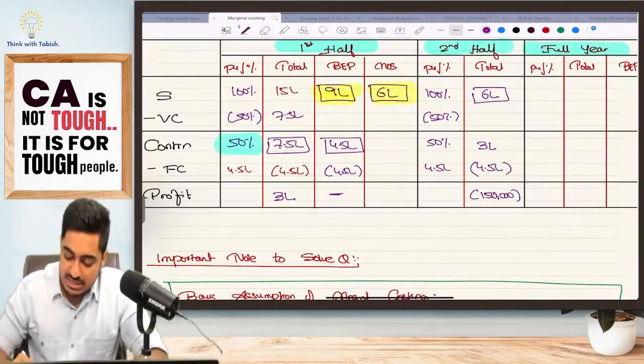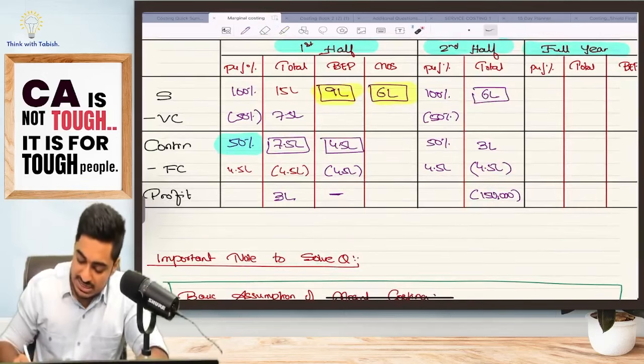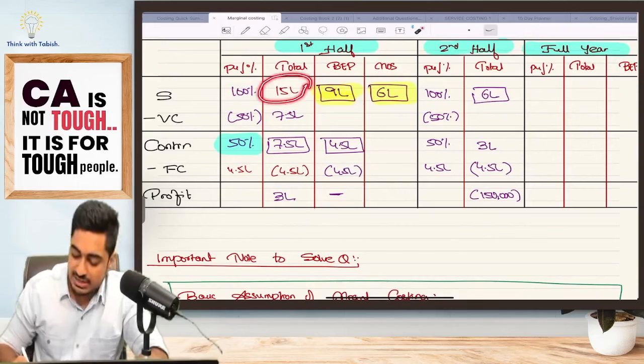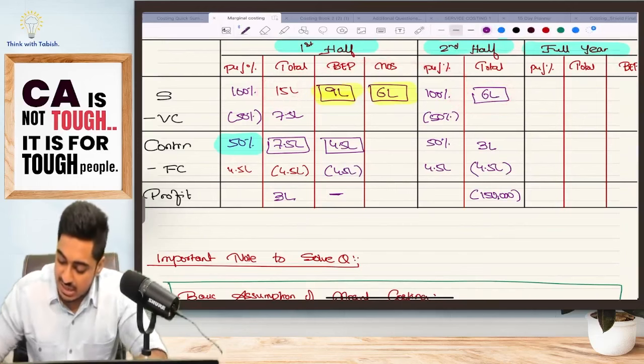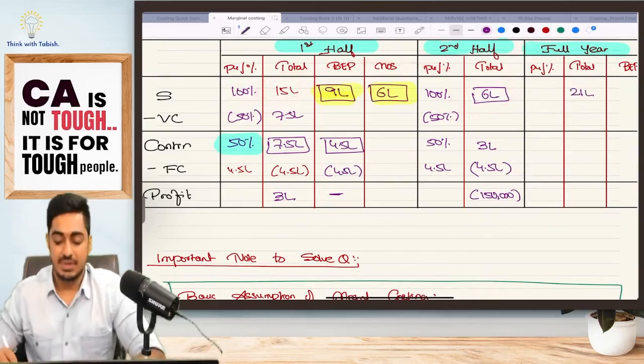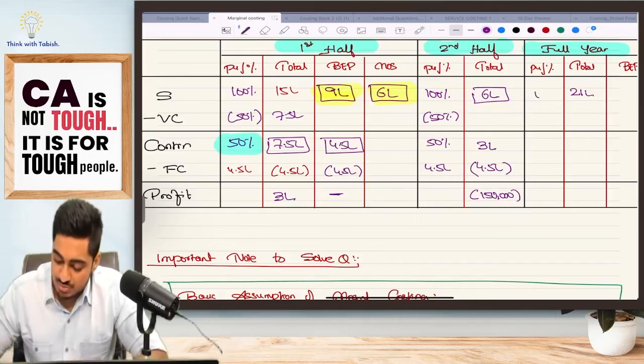Now I have to calculate for the entire year. Pay attention. In the first half of the year, how much sale did I do? Sir, I did a sale of 15 lakh. In the second half of the year, I made a sale of 6 lakh. That means for the total year, I made a sale of 21 lakh. Nothing is given about my variable cost and PV ratio. I'm assuming it is going to be the same only, 50%.